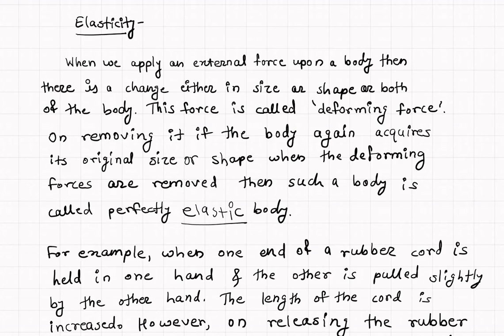Elasticity. When we apply an external force upon a body, then there is a change either in size or shape or both of the body. This force is called deforming force. On removing it, if the body again acquires its original size or shape when the deforming forces are removed, then such a body is called a perfectly elastic body. If the body does not come back to its original size and shape when the deforming forces are removed, then such a body is called a perfectly plastic body.